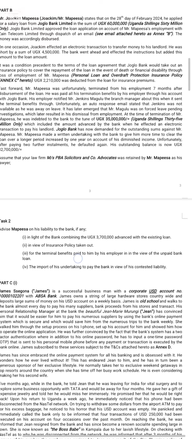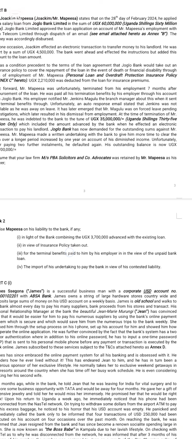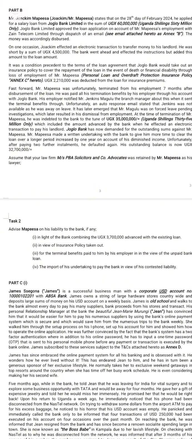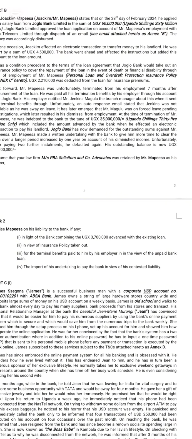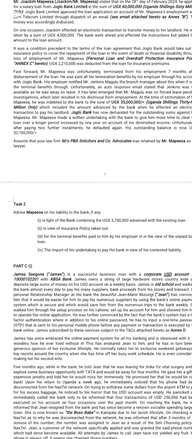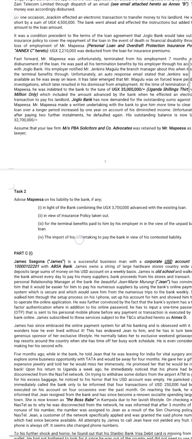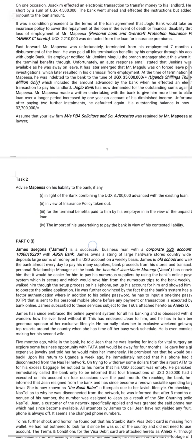It was a condition precedent to the terms of the loan agreement that Jongoro Bank would take out an insurance policy to cover repayment of the loan in the event of death. Mr. Mapesa was unfortunately terminated from employment 7 months after disbursement of the loan. He was paid his termination benefits by the employer through his account.